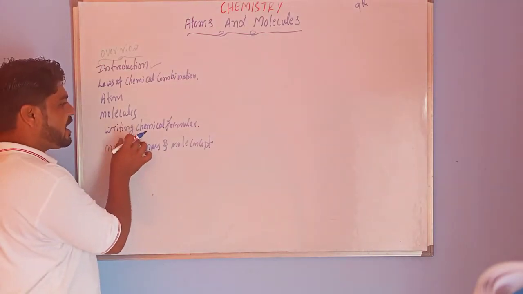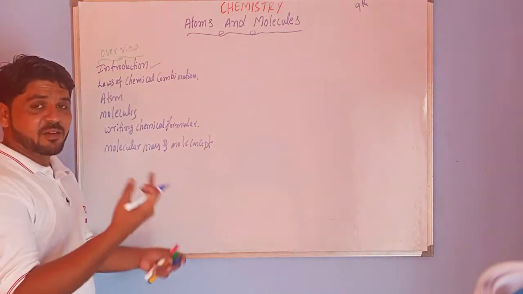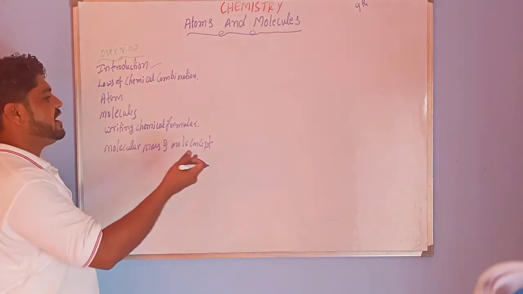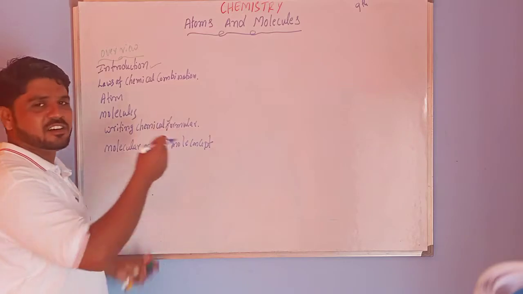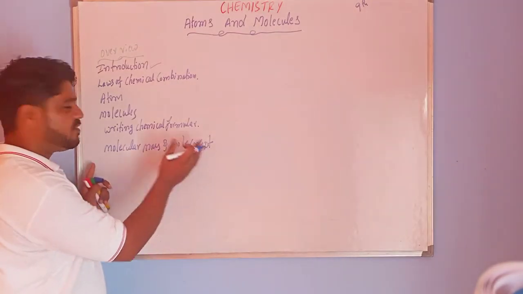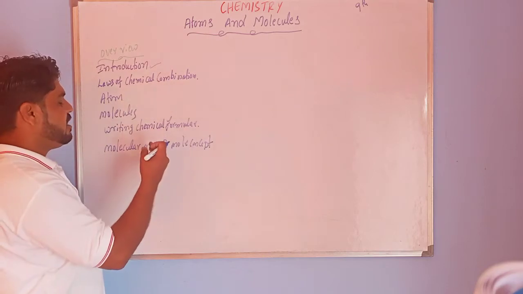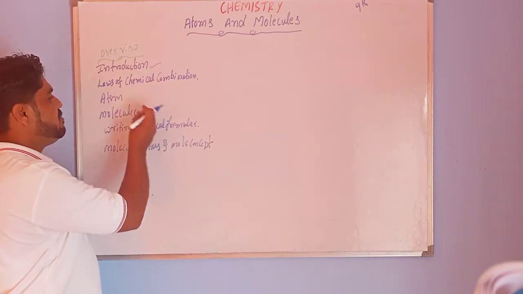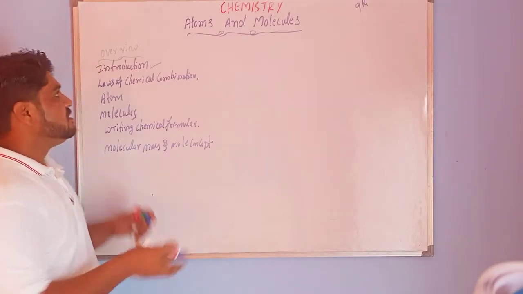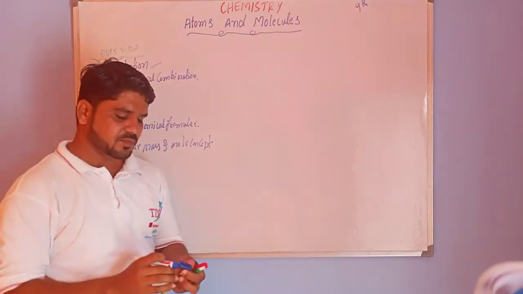Next is writing the chemical formulas for elements and compounds. How can you write the chemical formulas? All this is discussed in this chapter. And then the molecular mass and mole concept. This is very important. From the molecular mass and mole concept, we can explain the elements and compounds, and we can also write the chemical formulas. This is all we study in atoms and molecules.